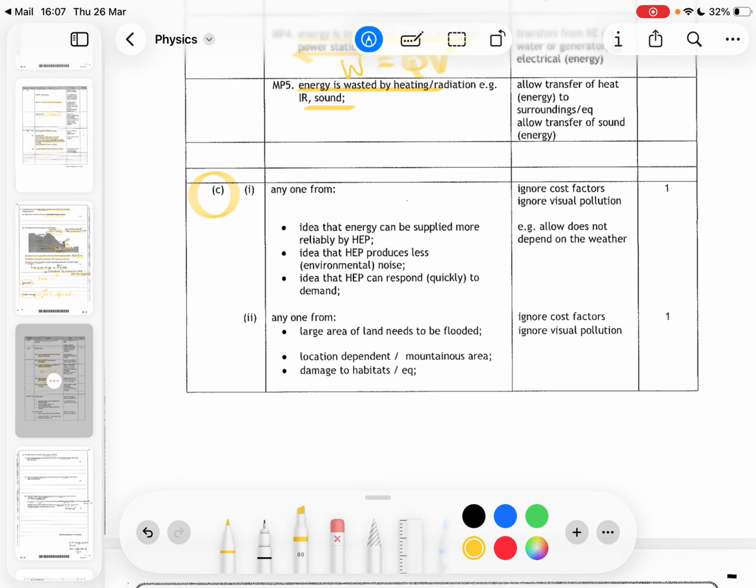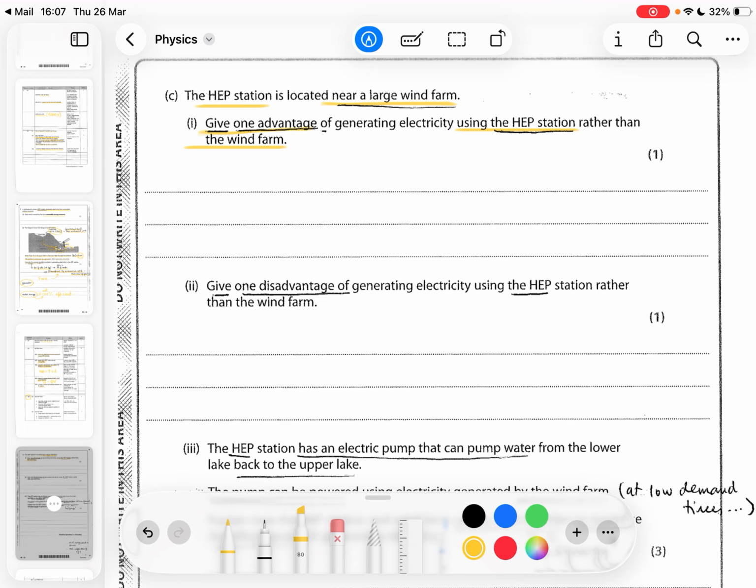So here's the mark scheme for part C. You can come back and have a look at it whenever you want. And we'll have a look at advantages and disadvantages. The hydroelectric power station is located near a wind farm. Give one advantage of generating electricity using hydroelectric power rather than the wind farm. Well, the hydroelectric power station, if it's got water at the top, is more reliable, in that you can just basically release the water when you need it. So reliability is one thing.